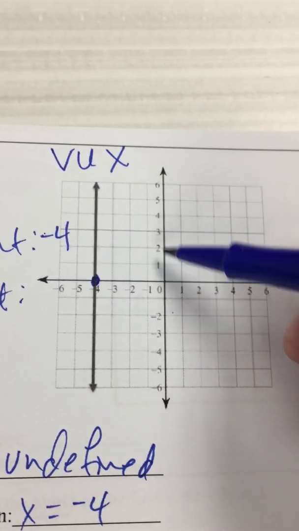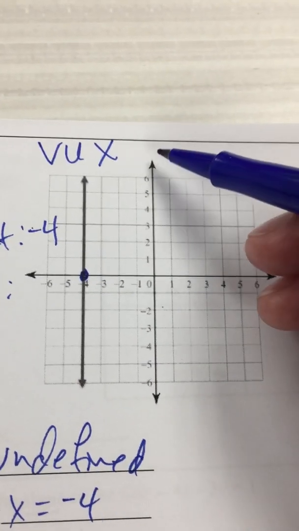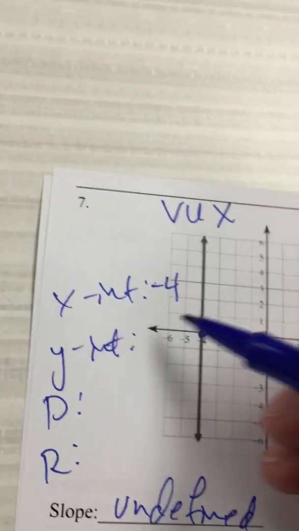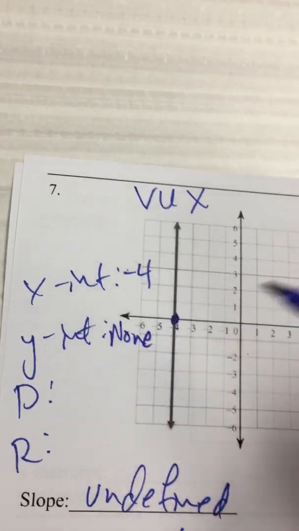Y-intercept, is it ever crossing my y-axis? No. Will it ever cross my y-axis? No. They are parallel lines. They will never intersect. So there is no y-intercept.